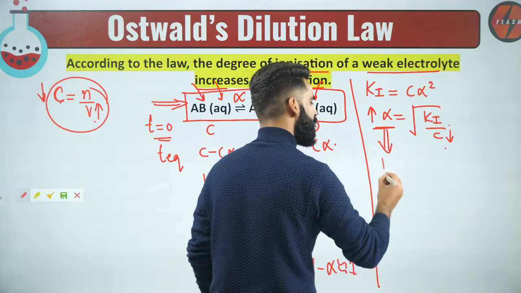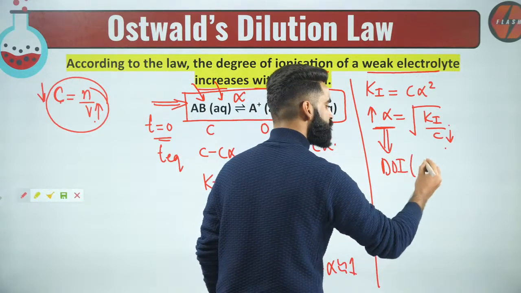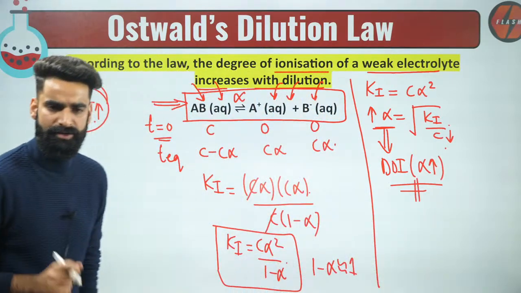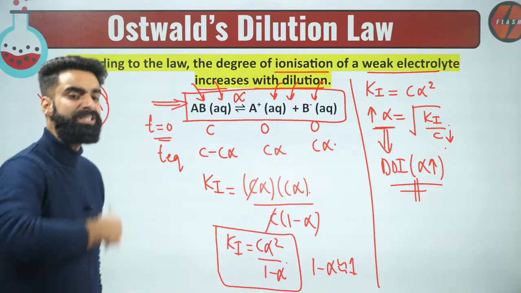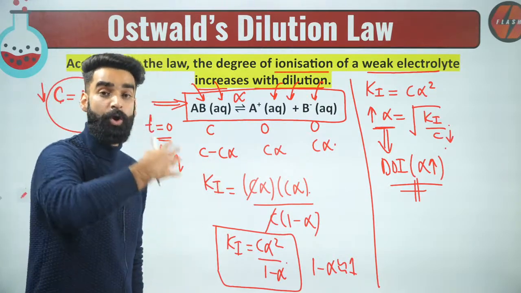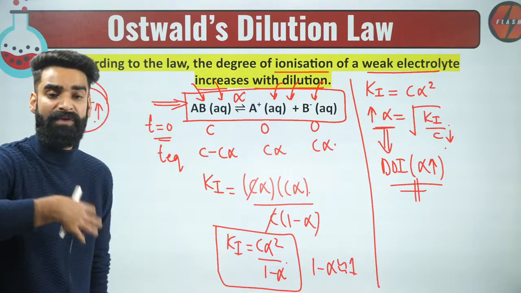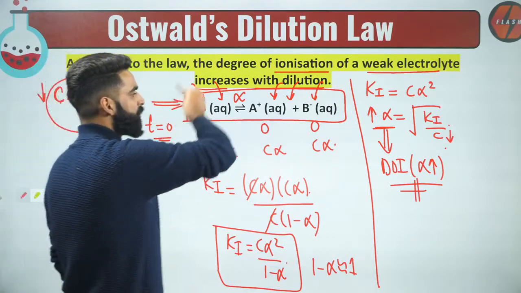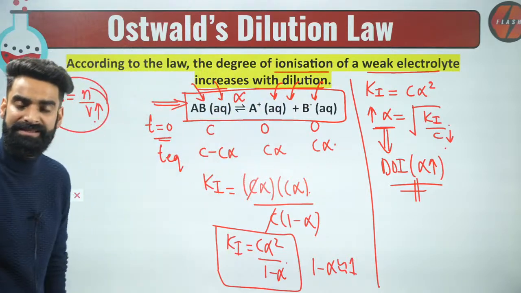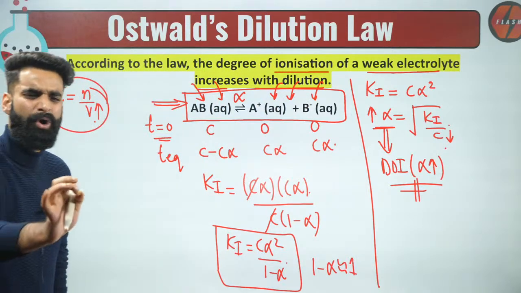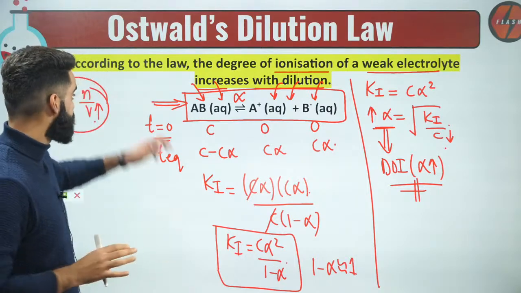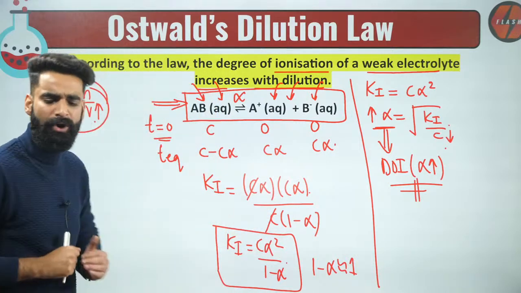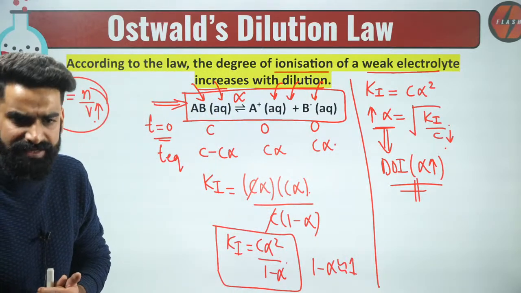What is alpha? Degree of ionization. So can I say with dilution, alpha value increases? So I can say, guys, as per Ostwald's dilution law, with dilution, alpha value increases, degree of ionization increases. And if the degree of ionization increases, I would say more number of ions will enter into the solution. Very, very simple. This is all about your Ostwald's dilution law. As per its statement, the degree of ionization of a weak electrolyte increases with dilution, which we actually saw right here.